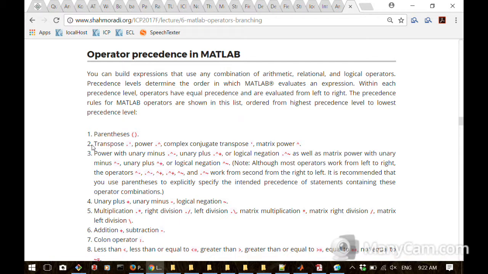Always from left to right, and wherever you reach an operation that has precedence over the other ones that are on the left side, then those ones will be performed first. So if you have 1 plus 3 times 2, MATLAB starts from here. It says, okay, I have plus this number, but then there's a star. So this one will be calculated first, and then this one. Right? Now let's make it more complicated.